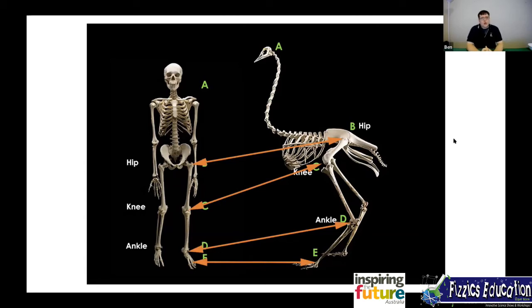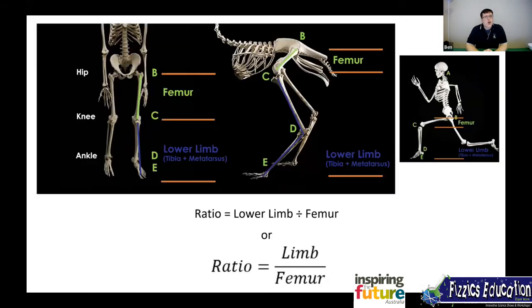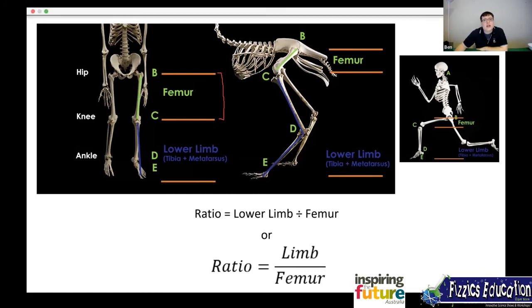So in order to compare the speed of these two animals, we're going to measure the bits of their legs and work out what we call a ratio. I want you guys to help me with this. You're going to measure yourselves and we're going to get a ratio. If we move on to the next slide, I'm going to get my little texter out so I can draw on this. I want you to measure this distance here, B to C, from your hip to your knee. We're going to call that your femur, because that's what this big bone is called. So I want you to measure your femur.